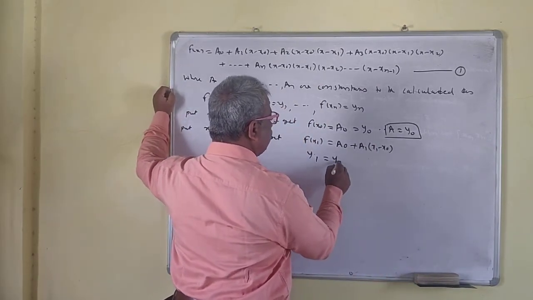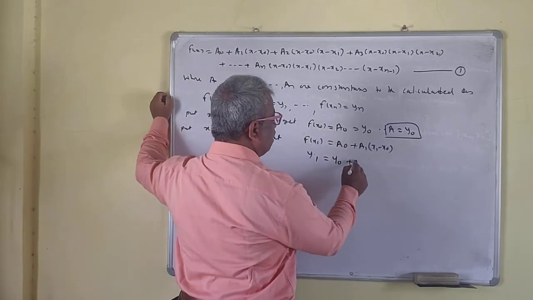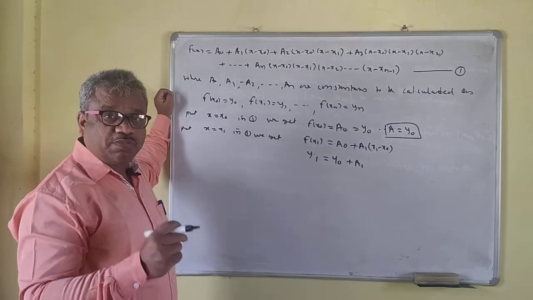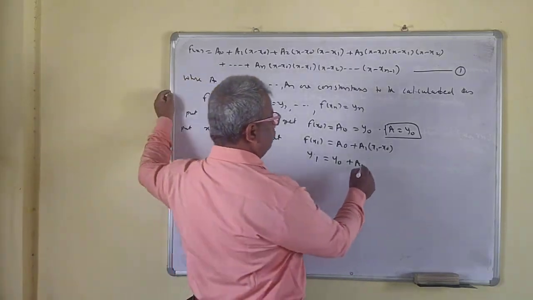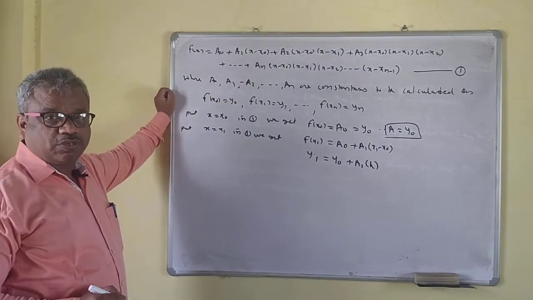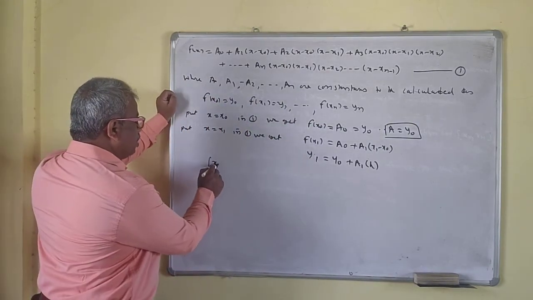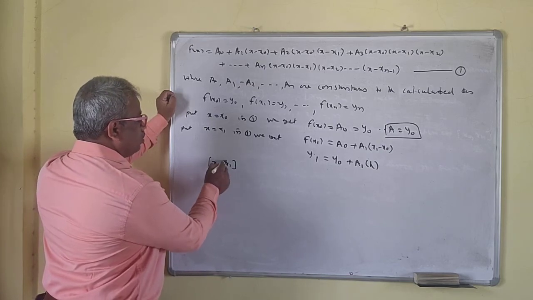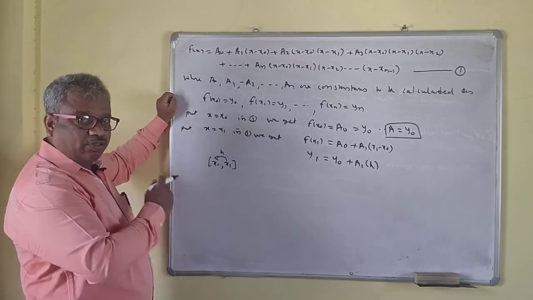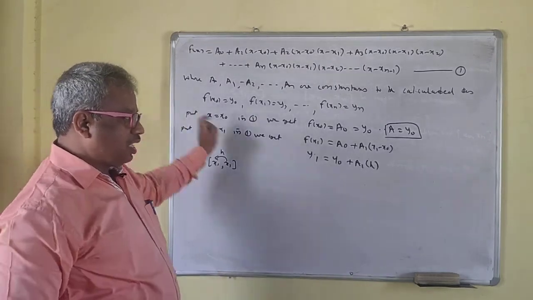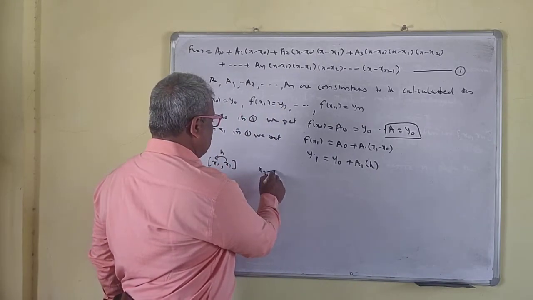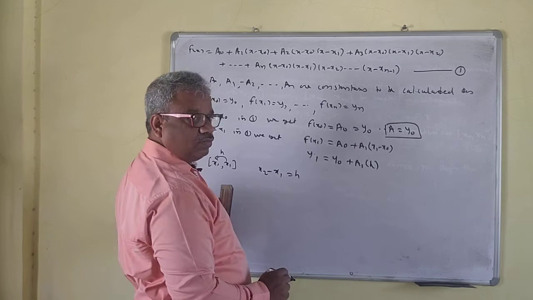So your a naught is y0, plus a1, which you want, times x1 minus x0, and x1 minus x0 is h now. This will be h. See, this is the interval difference, x0, x1. So the interval difference is h here. Your values of x are equally spaced. So this is the interval difference, and x2 minus x1 is also h.